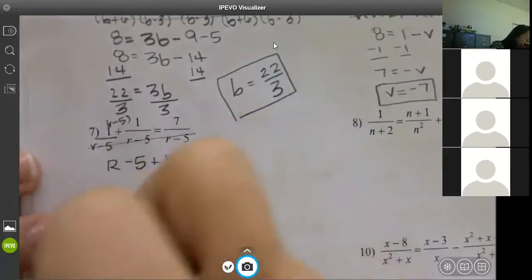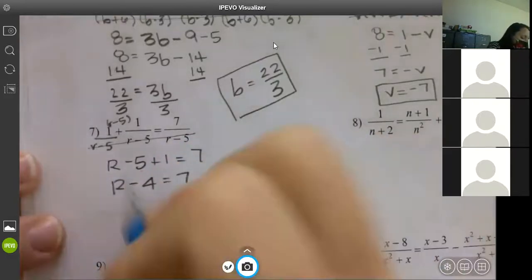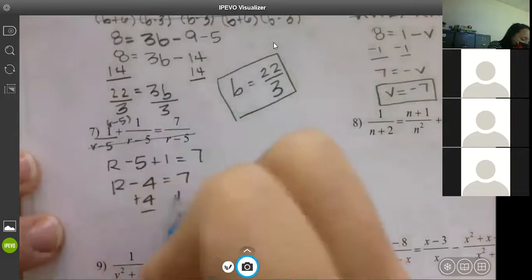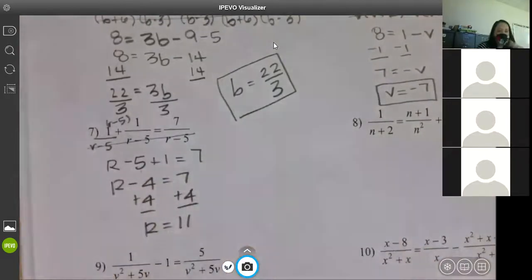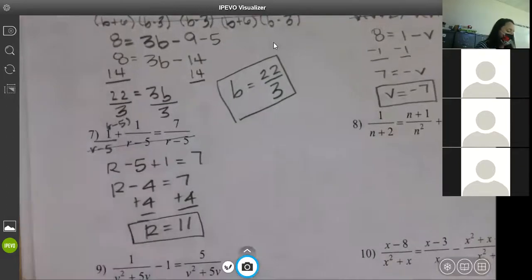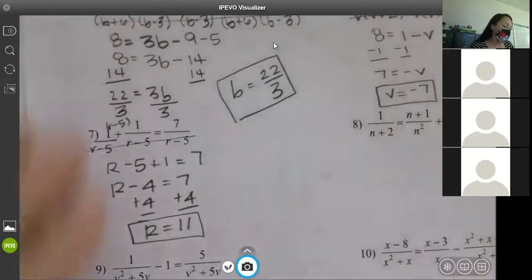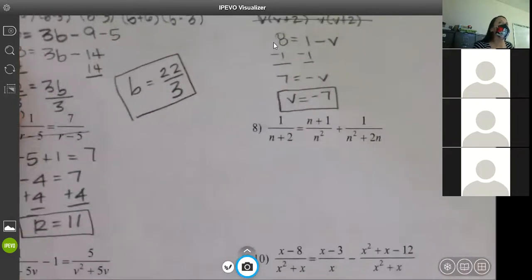Negative 5 plus 1, negative 4 equals 7. How do I solve? I get R equals 7 plus 4 is 11. 11 will not cause a hole in the bottom or an extraneous solution. 11 minus 5 is 6, not 0. All right. Be careful on number 8.